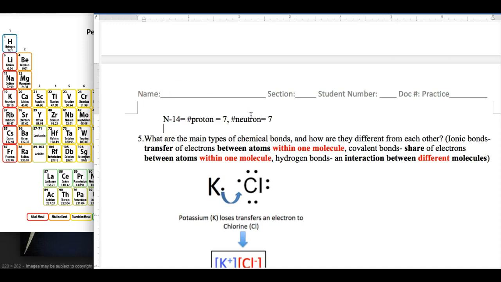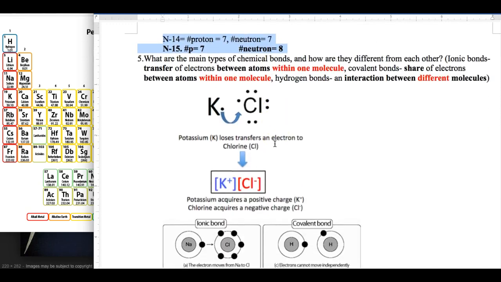What if we have nitrogen 15? Then the number of protons equals 7 still, because it's always 7, it's a nitrogen. And then the number of neutrons will now be 15 minus 7, which is 8. As you can see, nitrogen 14 and nitrogen 15 are what to each other? They're isotopes to each other, and they have the same number of protons and different numbers of neutrons.